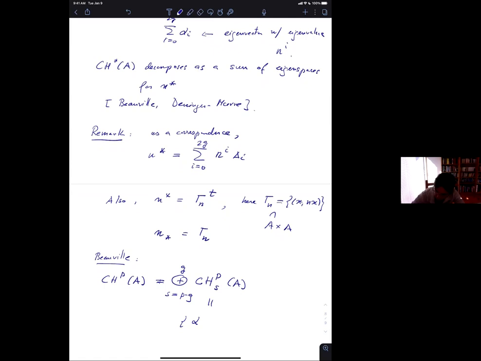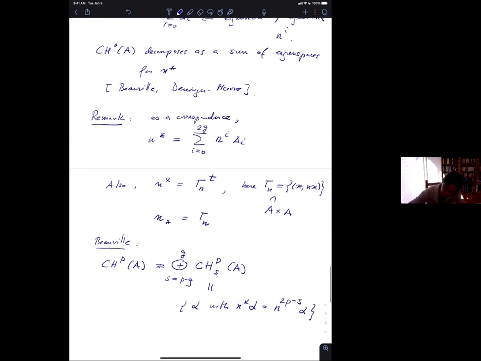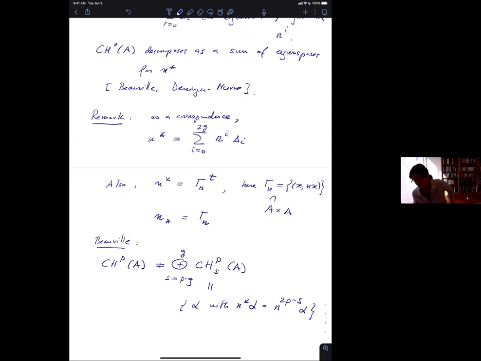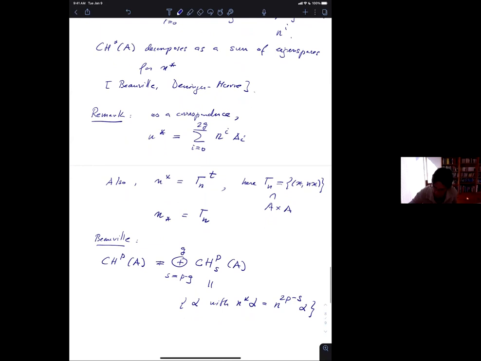So these summands are the eigenspaces. This is alpha such that, this is again Bovill's notation, which is actually pretty good. It's just a slightly different way of labeling. Yeah, so here the codimension also enters.